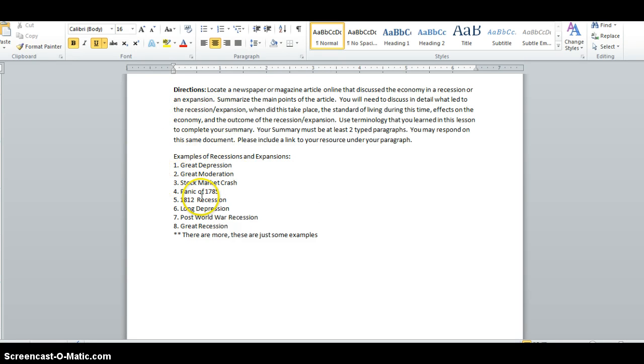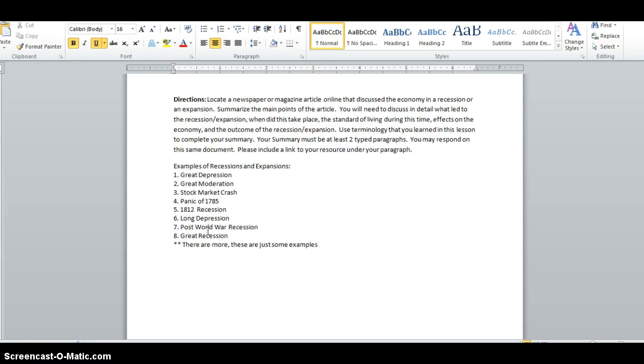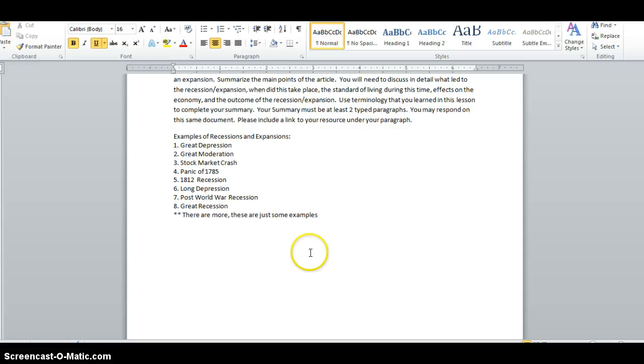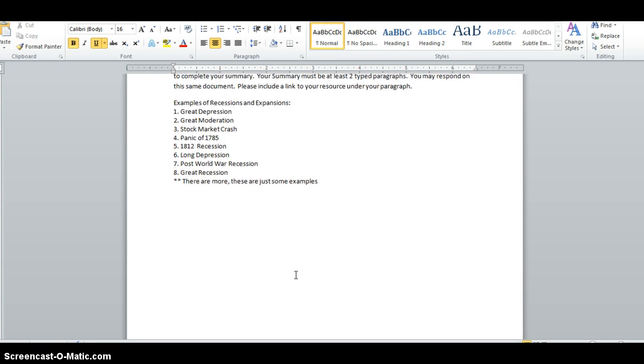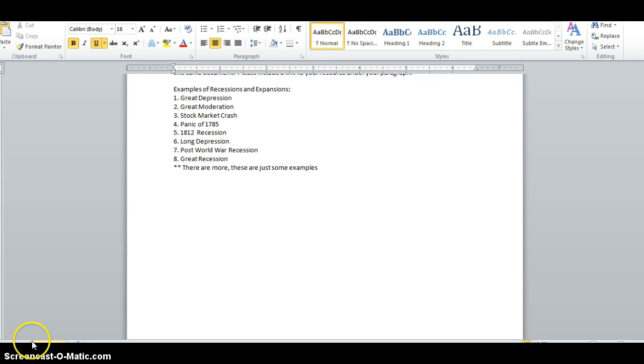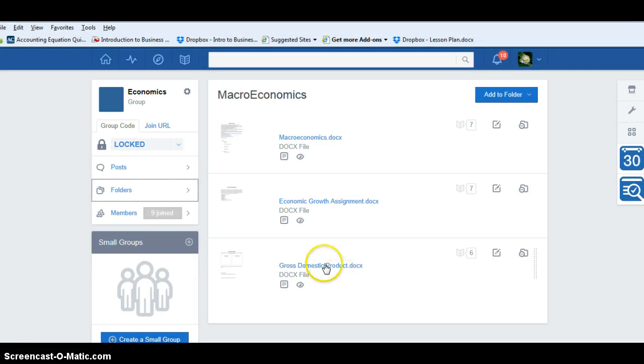So I listed about 8 different expansions or depression times within our history. You can pick one of these 8 to research, or again, you might find something else. These are just examples to go by. So once this is completed, just save it, and we'll print these off on Monday for you to turn in to me. Alright, assignment number 3 was the gross domestic product.